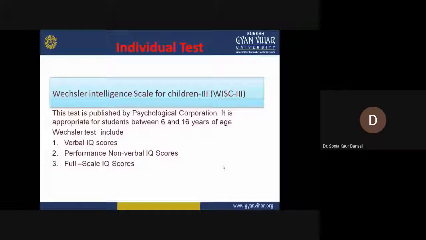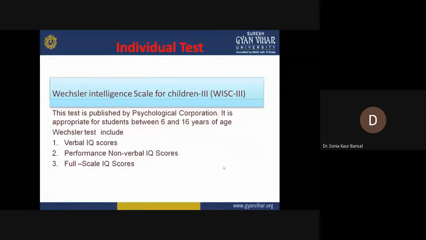Now, Wechsler's Intelligence Scale for Children, 3rd. This test is published by the Psychological Corporation, a very important agency for psychological testing. It is appropriate for students between 6 and 16 years of age. And Wechsler's includes verbal IQ scores, performance non-verbal IQ scores, and full scale IQ scores.